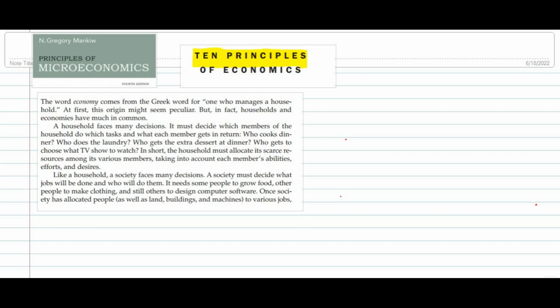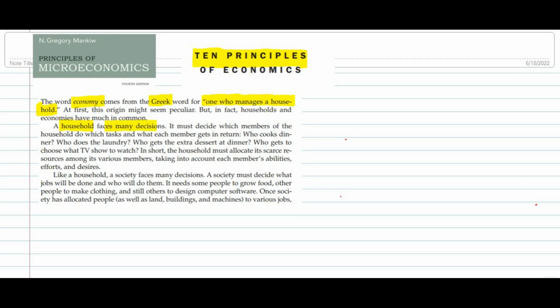Now we are aware that households must divide their limited resources among their various members while taking into account their individual needs, wants and capacity. Clear? So if I highlight for you, here you see the word economy, and I told you this is from the Greek word for one who manages a household. What does it mean? It means a person in charge of a household. Clear?